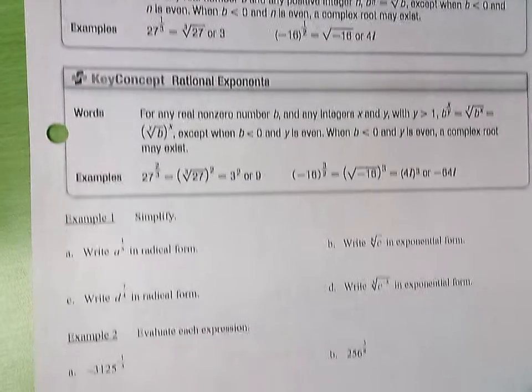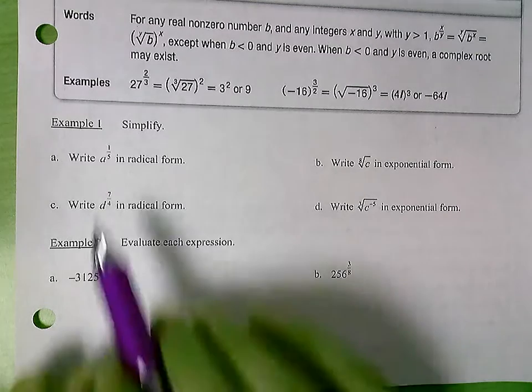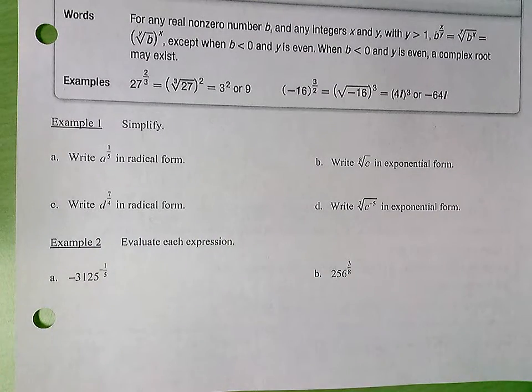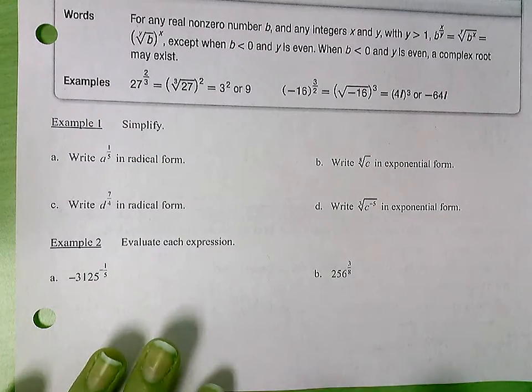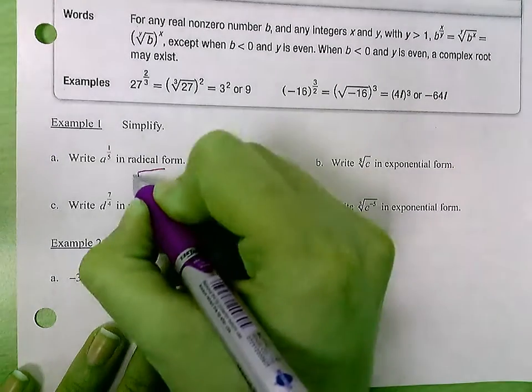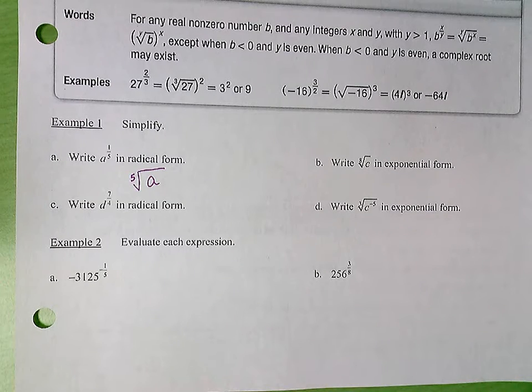So when we're doing these types of problems, we can switch back and forth between radical form and rational exponents. For letter A here, we want to write a to the 1/5 in radical form. Again, your denominator number becomes your root, so this would be the 5th root of a.